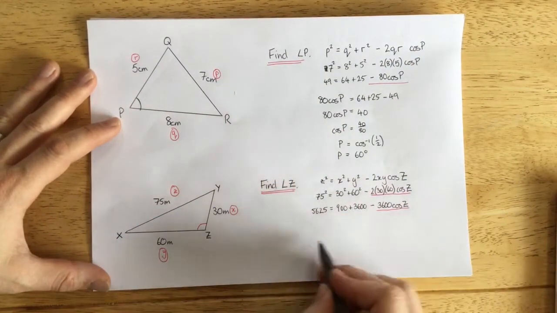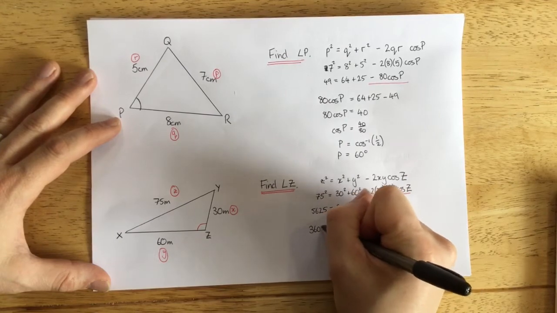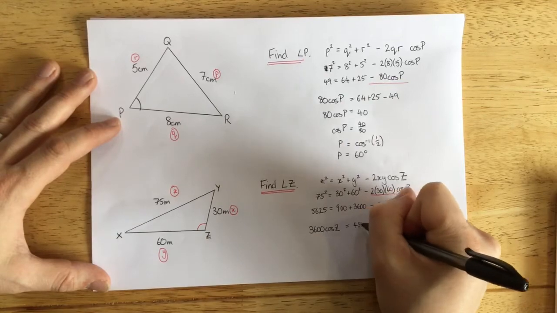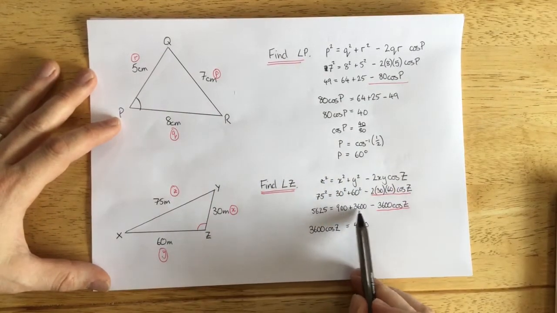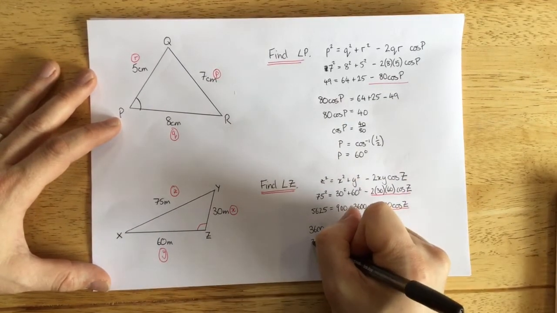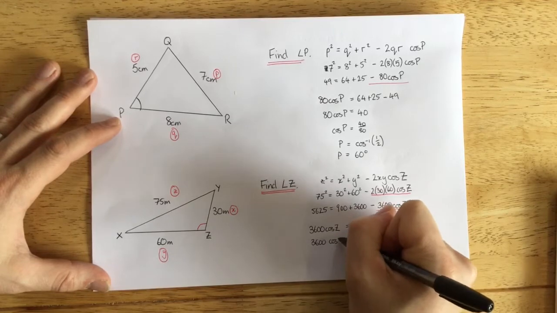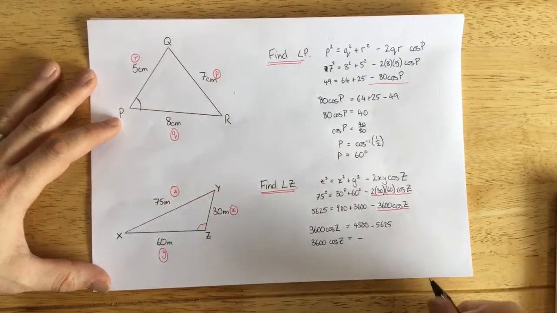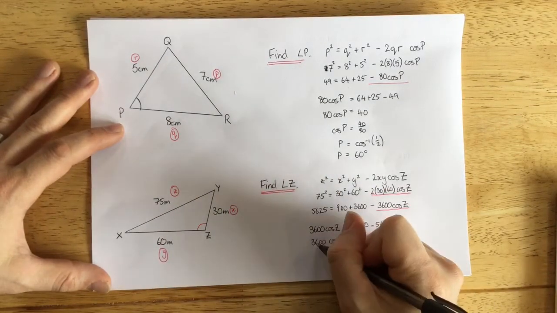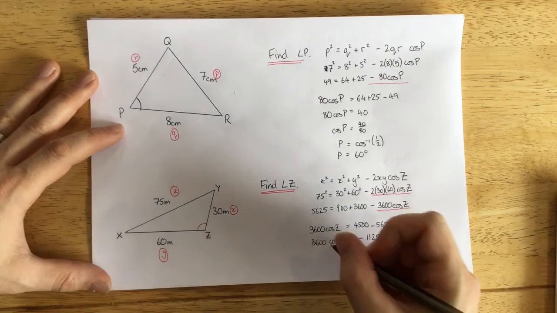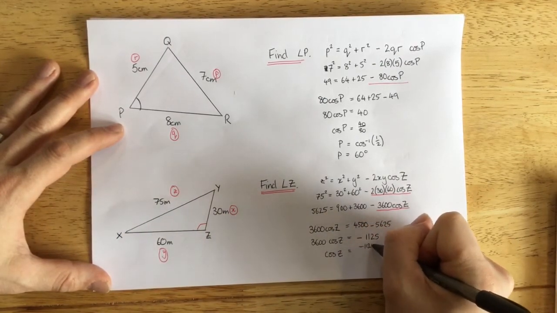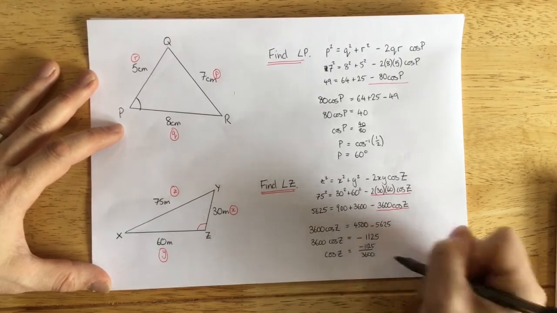So let's rearrange this, take it over to the left-hand side. We get that 3,600 cosine z is equal to 4,500. That's these two added together. Take away 5,625. And when we do that sum, we get minus 1,125. And again, we don't want to find what 3,600 cosine z is, we want to find out what cosine z is. So that's minus 1,125 divided by 3,600.